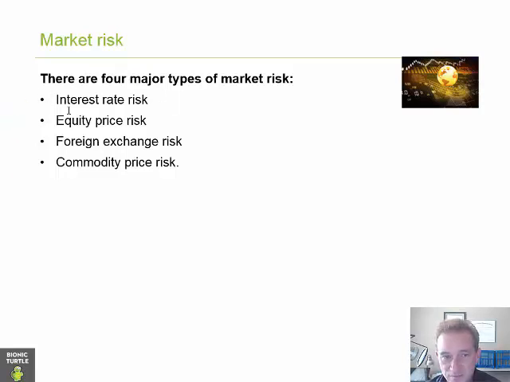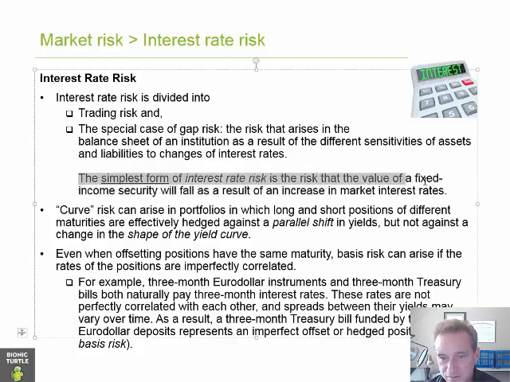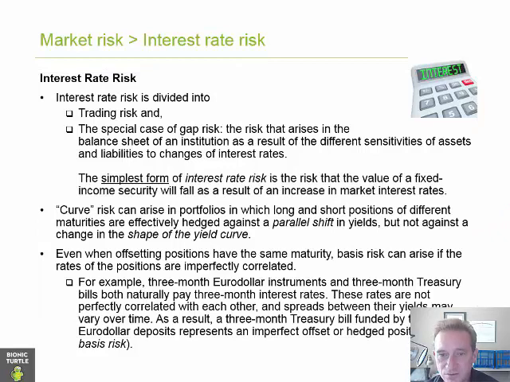Then there are 4 major types of market risk, and this does follow Basel: interest rate, equity price risk, foreign exchange, and commodity. And then a further dive down, I'll just note for us on the video here at this point that the simplest form of interest rate risk is the risk that the value of a fixed income security, so think bond, will fall as a result of an increase in market interest rates. So that would be a long position, or if we've purchased a bond, we're exposed to an increase in market rates. Of course, we can take a short position and we'd be exposed to a decrease in market rates.